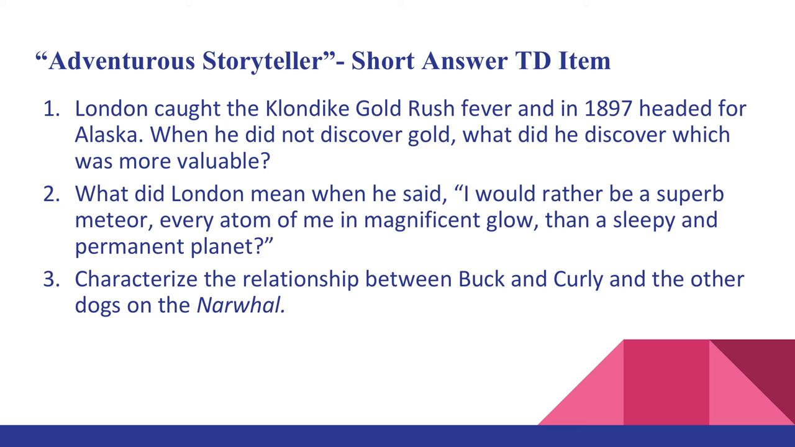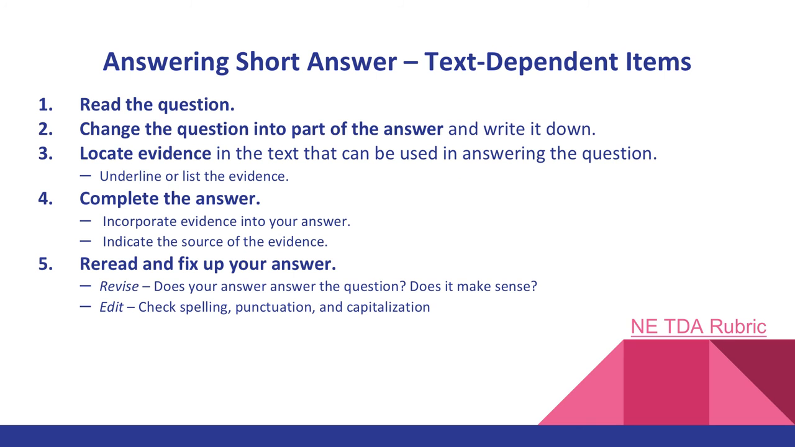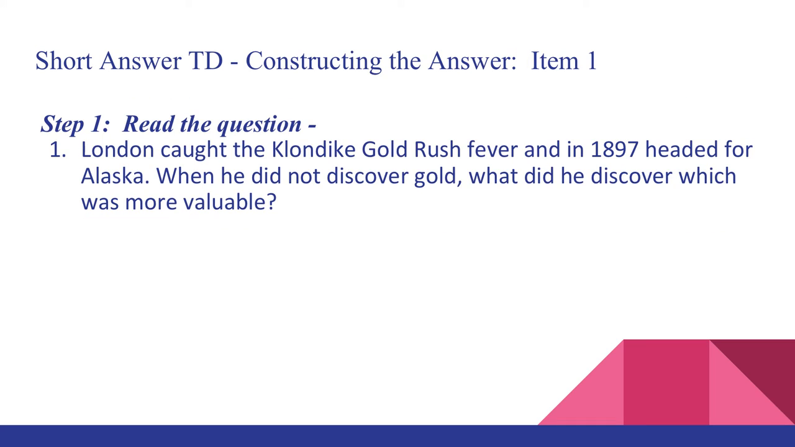So I'll take you through the short answer protocol that we had, and we're going to go step by step through question one. All right, now remember, step one asked us to read the question, so let's read the question. London caught the Klondike Gold Rush fever and in 1897 headed for Alaska. When he did not discover gold, what did he discover which was more valuable?